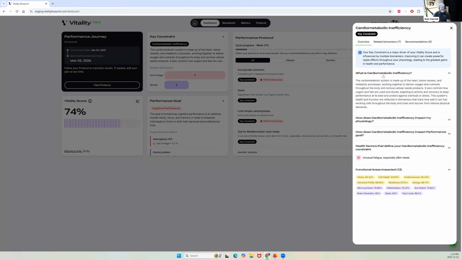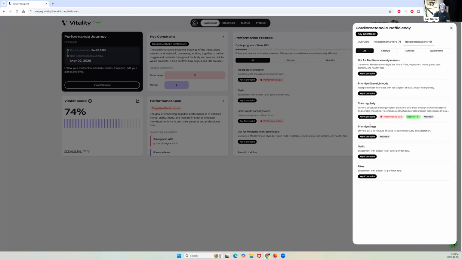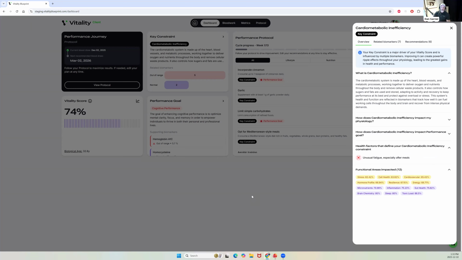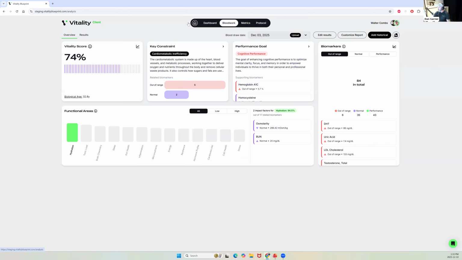Because if I want to deliver this information to a client, my whole narrative can just be this, right? What it is, how does it affect me at the systemic level? How does it affect your goal? And then also recommendations, what we can do about it. Not even a single biomarker is mentioned there, which is a tremendous feat because I'll show you this over here.